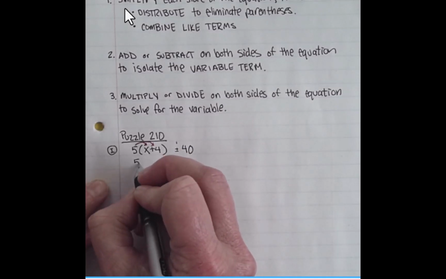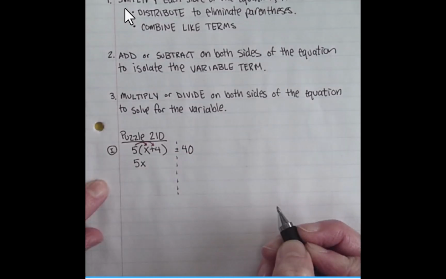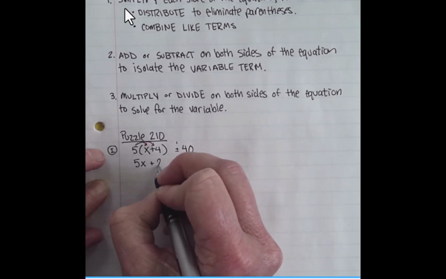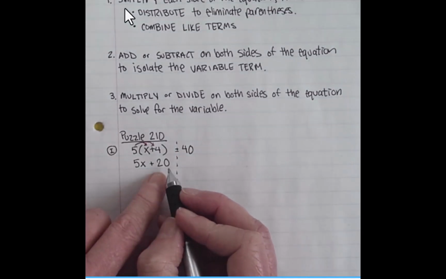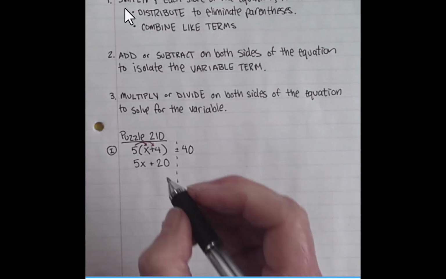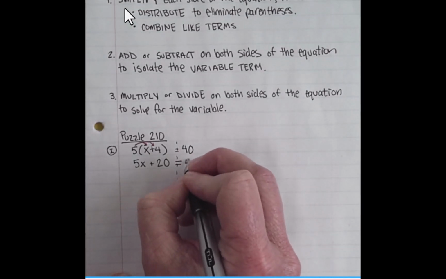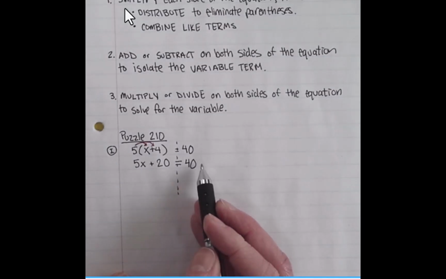5 times x is 5x. 5 times positive 4 is positive 20. Don't just write 5x and 20. Make sure you have a plus sign in between them. And nothing changes on the other side.